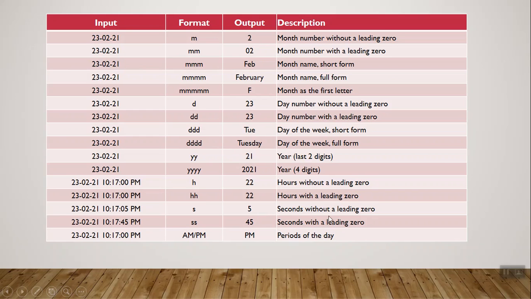Single S is seconds without a leading zero, and SS is seconds with a leading zero. When applying M or MM for minutes, it should come immediately after HH and before SS. Otherwise, Excel will display month instead of minute.